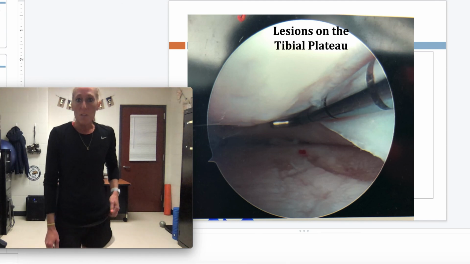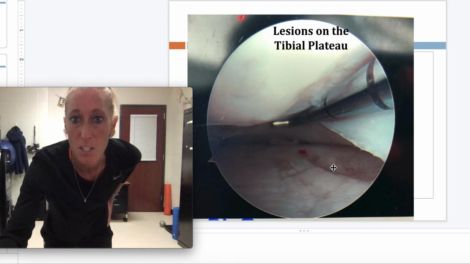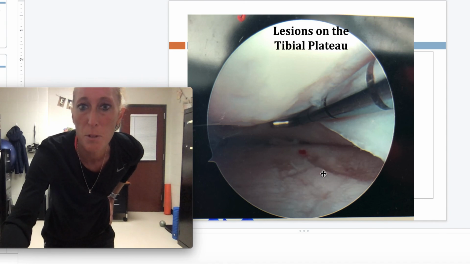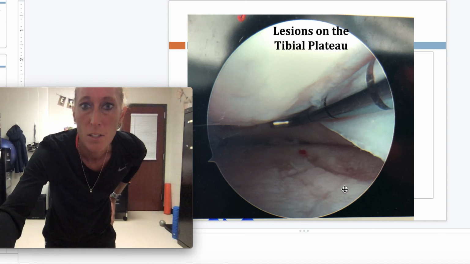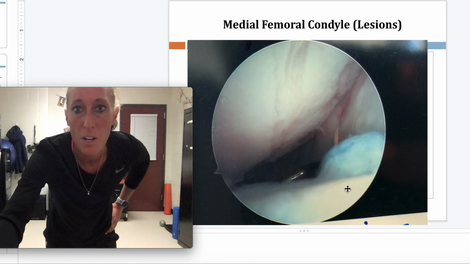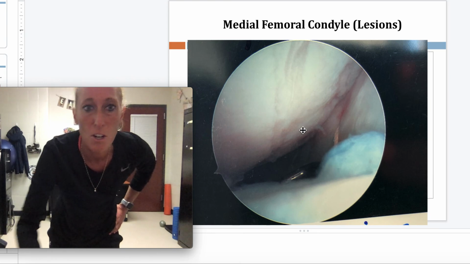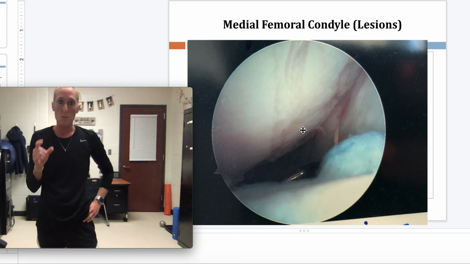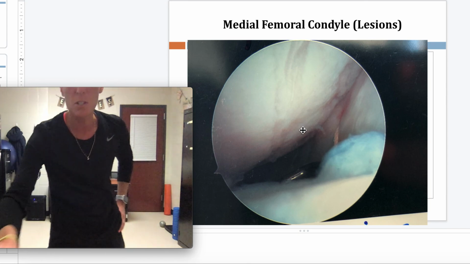This is lesions of the tibial plateau right here. This is actually an image of my tibial plateau with lesions on it. This is the medial femoral condyle. These are lesions here, and I'll talk about in class how they took those lesions out and put somebody else's bone plug in to cover that spot to try to prevent some of the pain.